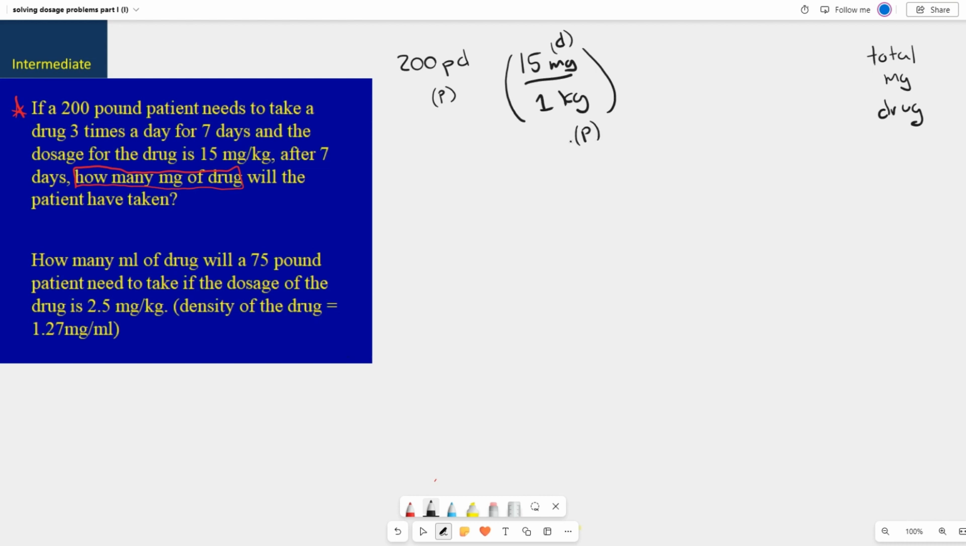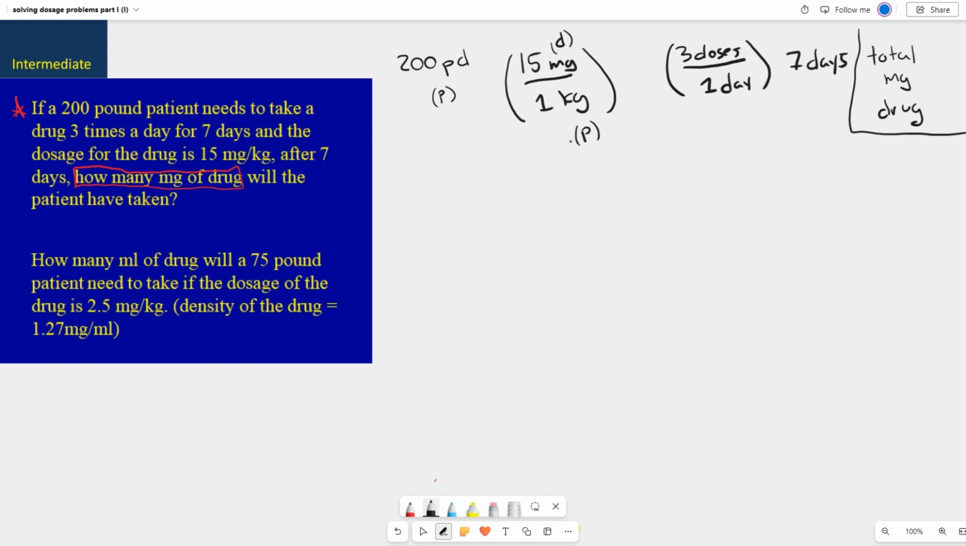Okay, so we want to make sure we have our masses specified, whether it's mass of drug or mass of person. And then we're told that he takes the drug 3 times per day. So that means 3 doses per 1 day. And it says that he's taking the drug for 7 days. So we need to find total milligrams of drug. We know he's taking it for 7 days. He's taking 3 doses per day. We know that the dosage is 15 milligrams per kilogram and he weighs 200 pounds.